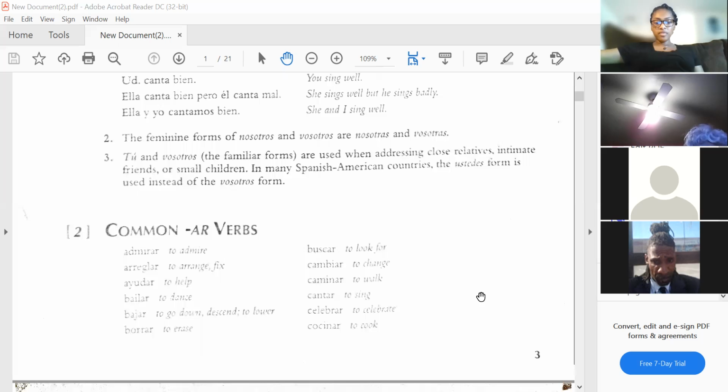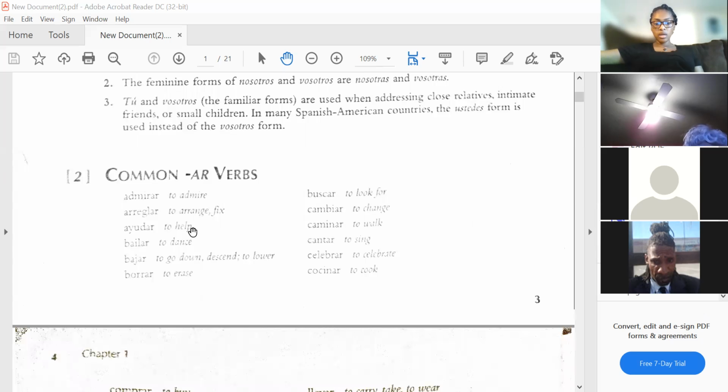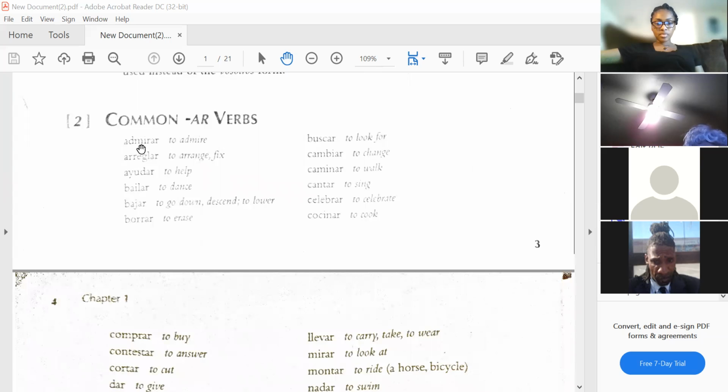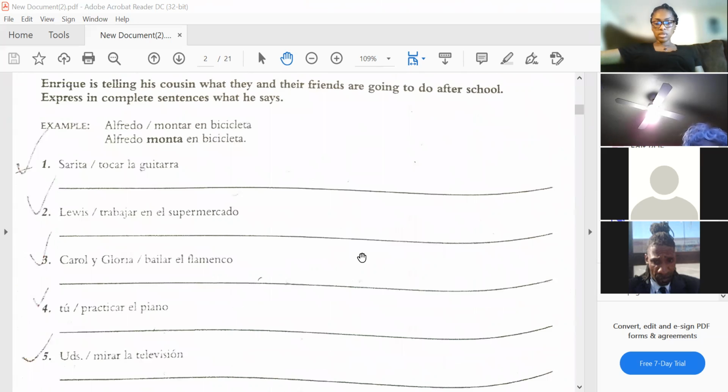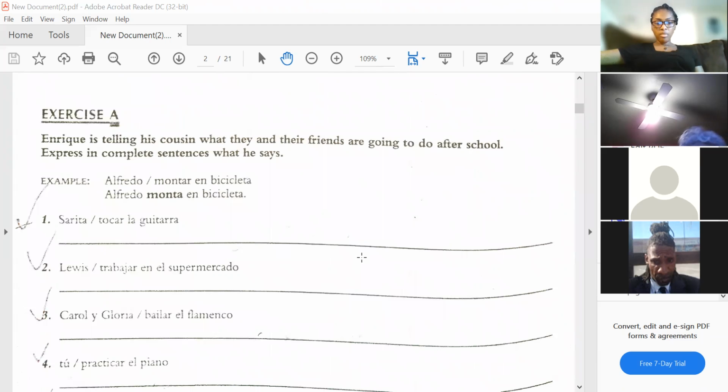So here are some of the most common AR verbs: admirar, to admire; ayudar, to help; bailar, to dance. You'll get a chance to look over all of these on your own free time, but let's practice a little bit. Exercise A: Enrique is telling his cousin what they and their friends are going to do after school. Express in complete sentences what he says.